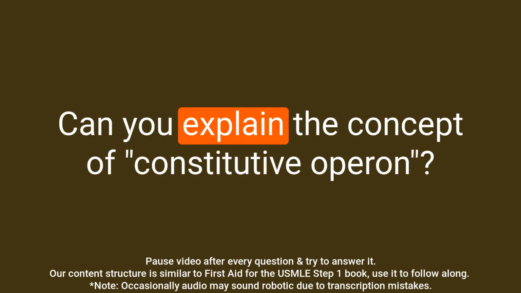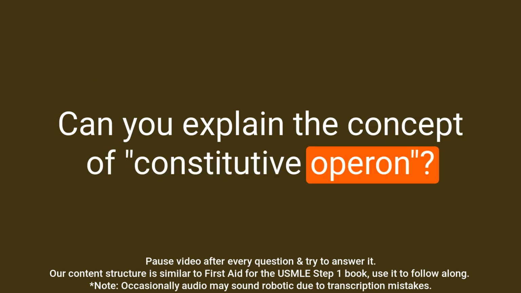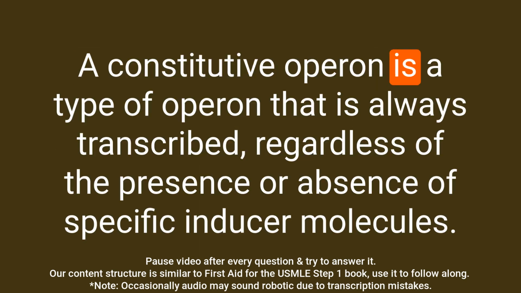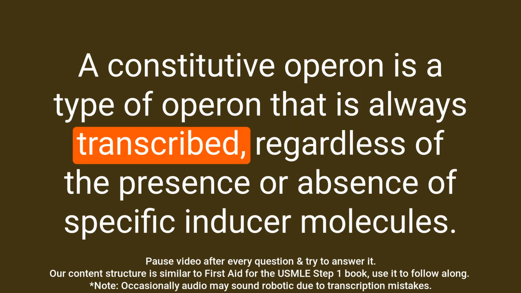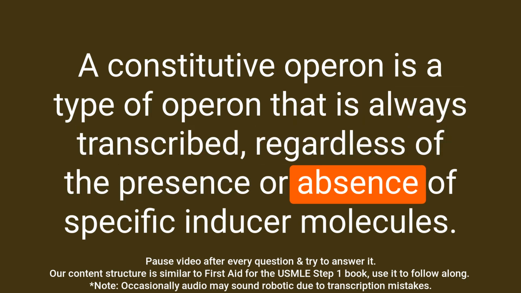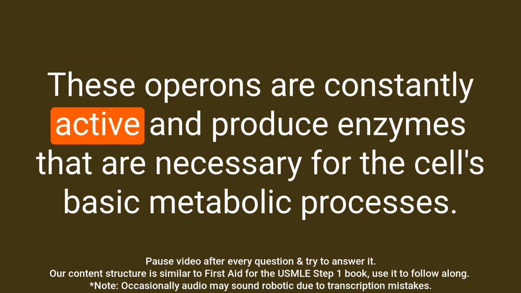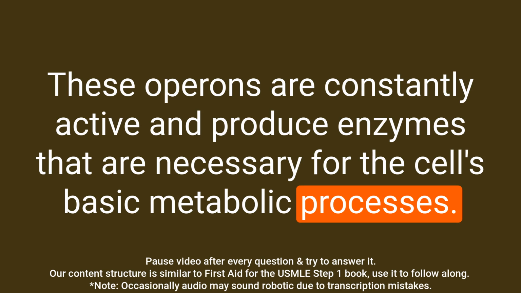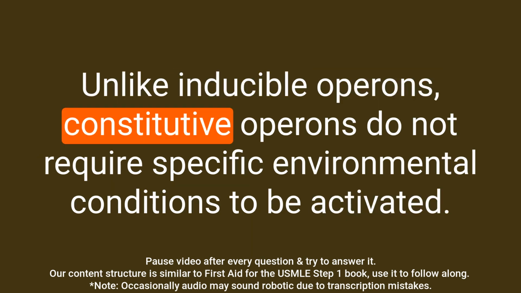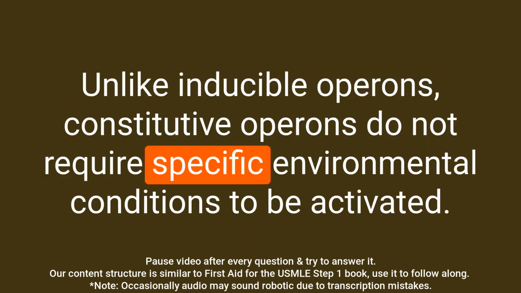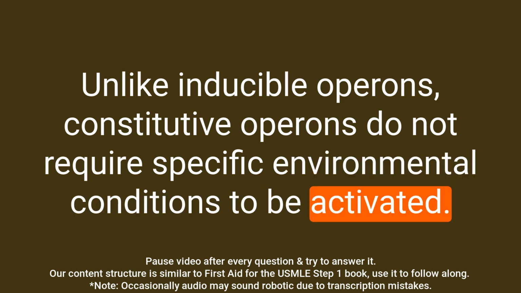Question: Can you explain the concept of constitutive operon? Answer: A constitutive operon is a type of operon that is always transcribed, regardless of the presence or absence of specific inducer molecules. These operons are constantly active and produce enzymes that are necessary for the cell's basic metabolic processes. Unlike inducible operons, constitutive operons do not require specific environmental conditions to be activated.